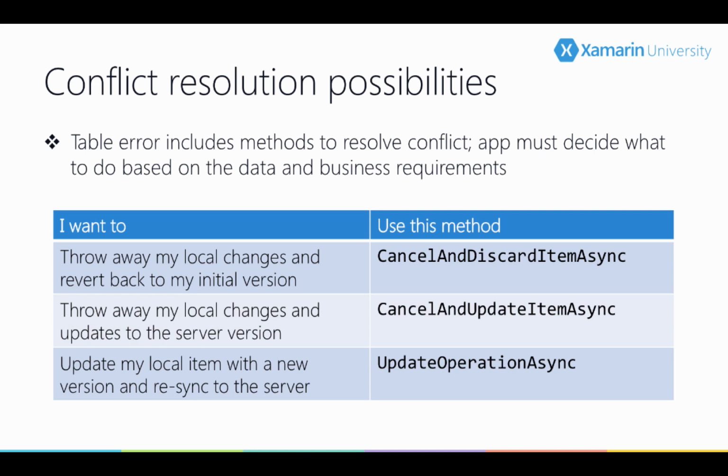The first operation, CancelAndDiscardItemAsync, removes the changes that you made to that record and then updates that record to the initial version. The second operation, CancelAndUpdateItemAsync, removes the update that you wanted to apply and updates your copy of the record to the one on the server. And the last operation in the list is to update the item with a new version and then try to synchronize that entry with the server again.